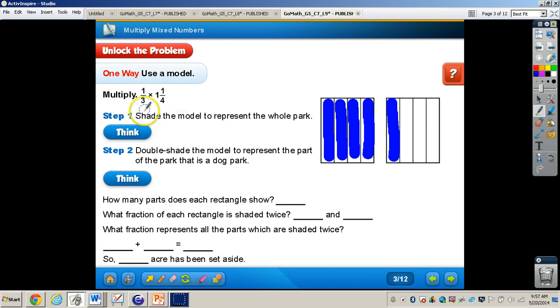Okay, now what we need to do is divide the 1 1/4 into thirds. Why a third? Because 1/3 of the park has been set aside as a dog park. So I will just have each section divided up into thirds.